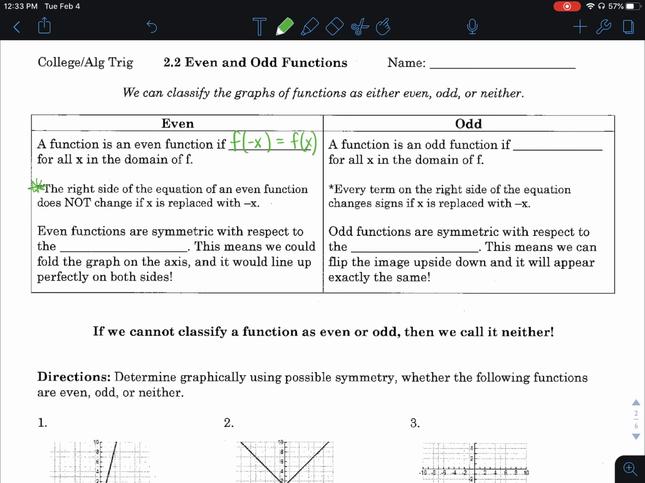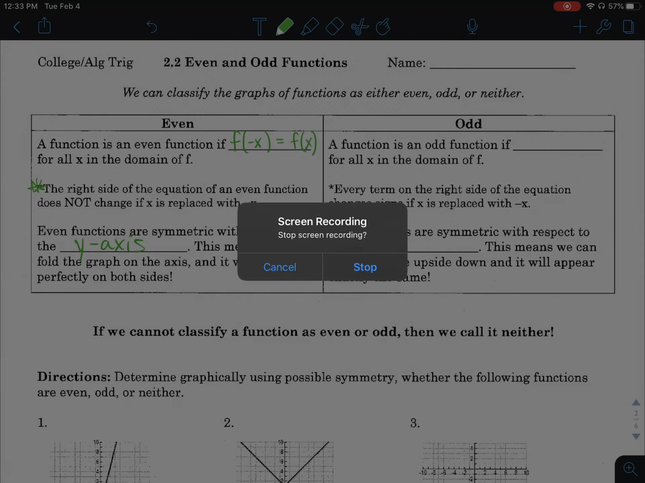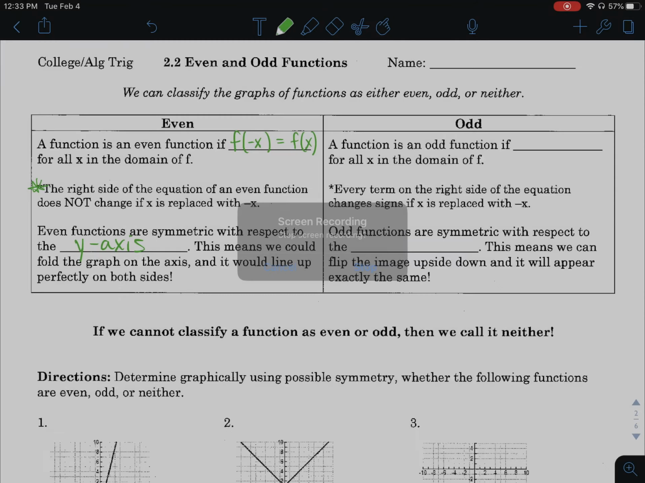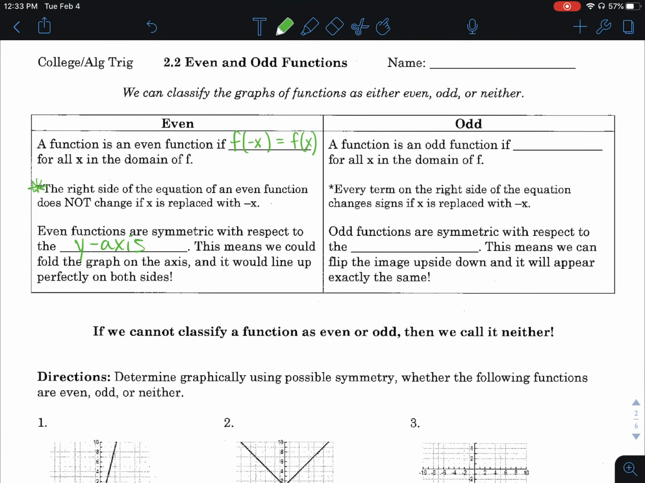Even functions are symmetric with respect to the y-axis. We've already talked about that. Okay, so we're going to keep going. This means that we could fold the graph on the axis and it would line up perfectly on both sides. So we've talked about that.